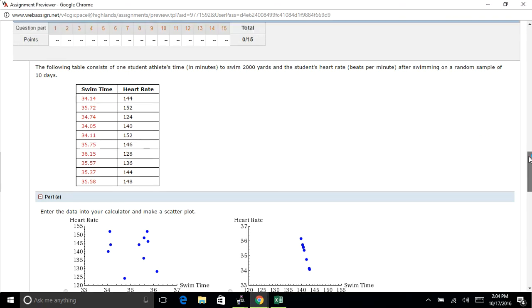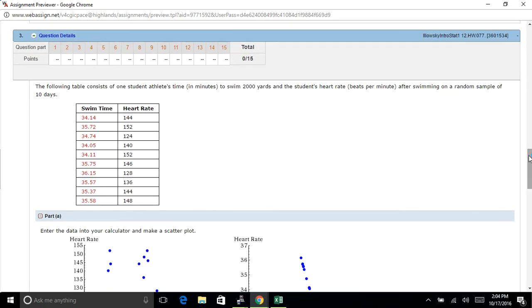Hi, so we're going to do the last problem for chapter 12 in the practice. So here I have a table, and again, your table, when you work on this, will probably be different from mine because you see the numbers in red tend to change based on the problem.